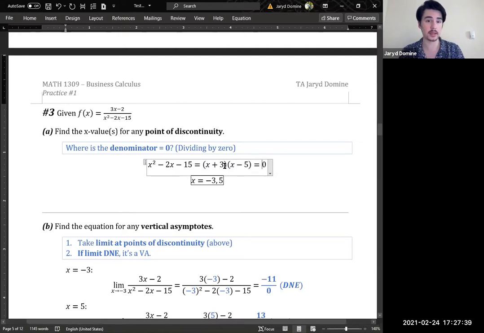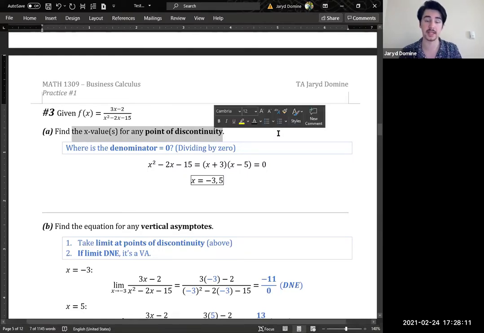And now, as you might remember, the way you get this is you just take the negative of these numbers. So this term x plus 3 gives us x equals minus 3. So when x is minus 3, you have minus 3 plus 3 is 0. And then x equals 5 will make this term 0. So those are your two options: x equals minus 3 and x equals 5. Those are the x values of the points of discontinuity, which is what it's asking for.